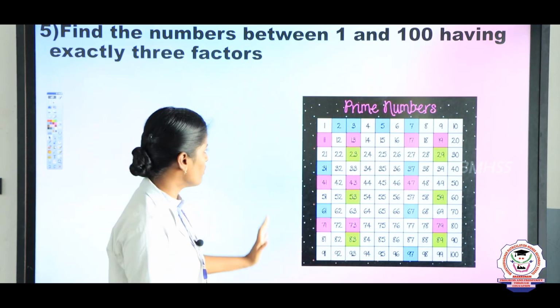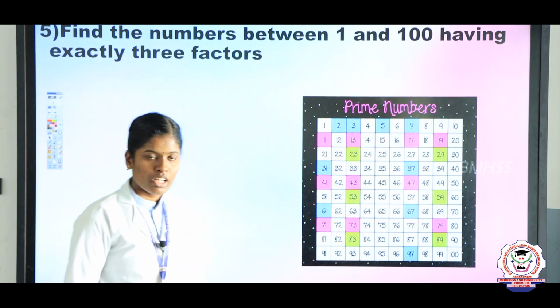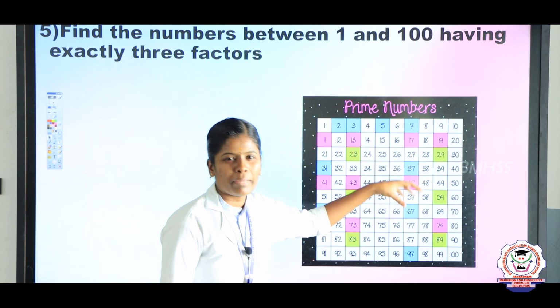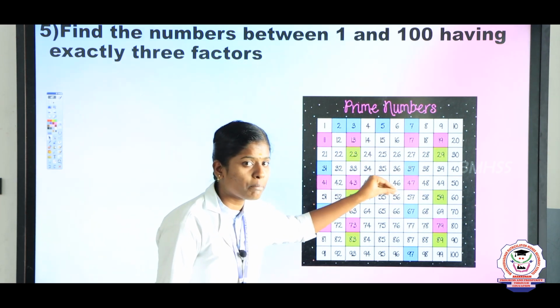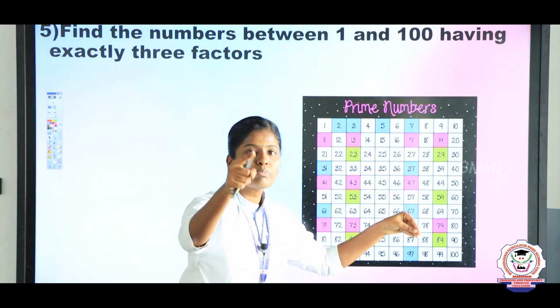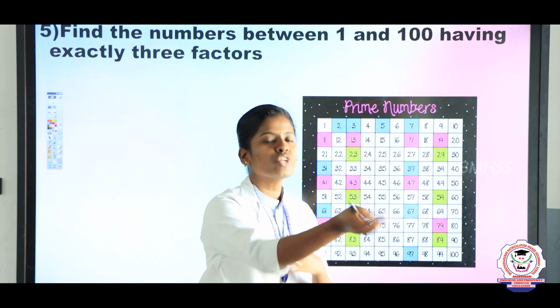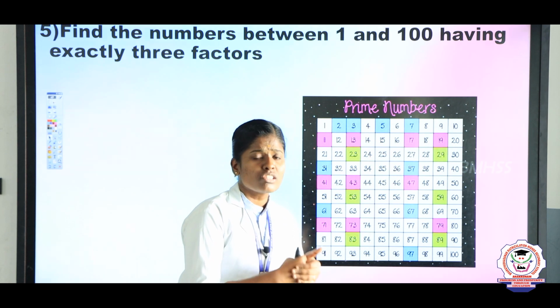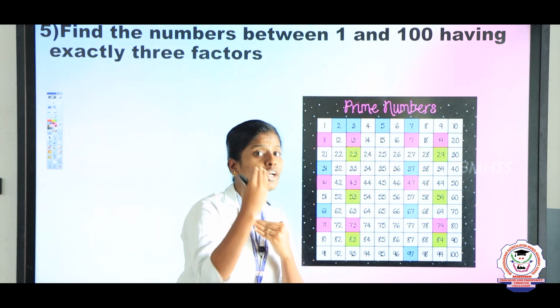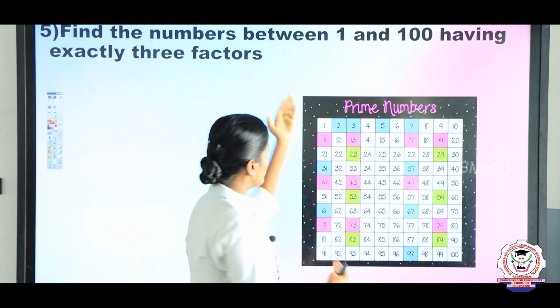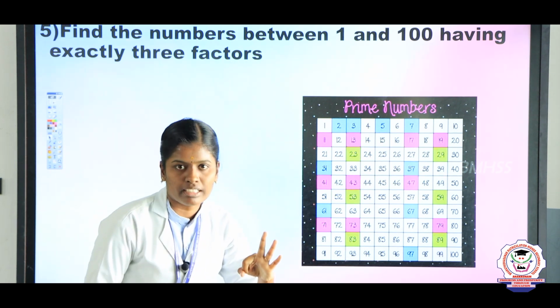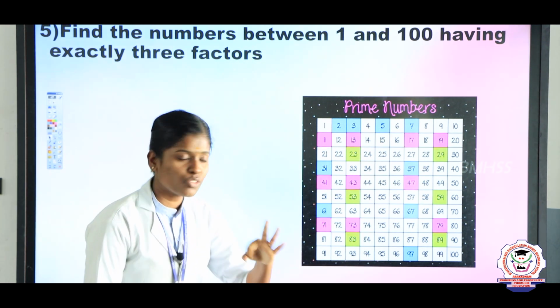So listen children, we have this many numbers, right? Some of the numbers are filled with pink, blue and green. Those numbers are called the prime numbers. I hope everyone knows prime numbers means exactly 2 factors. Now we are going to check the composite numbers. In composite numbers there are more than 2 factors, but now we need exactly 3 factors.